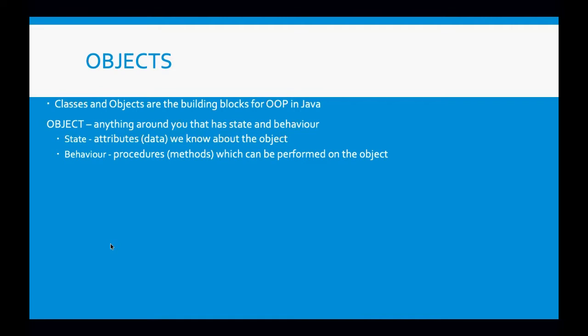State is attributes, data that you know about the object. So if you have a bicycle, in your bicycle you probably have a gear, you have a pedal, you have a tire, you have the flashlights. Even you're an object. You have your name, your age, your eye color, your hair texture, different things around you. And you have a behavior. You can walk, you can type something on your phone, you can ride a bike, you can move a table.